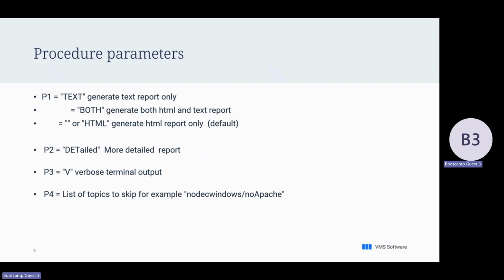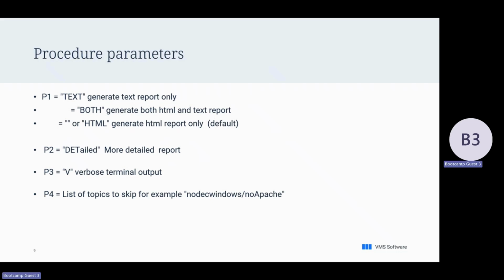And the second parameter is detailed, so you have more information. It's not a big difference, but you have some more information, especially in the logs and in the networking information. So you can put P2 as D or detailed or DET, whatever. It will generate the detailed report.